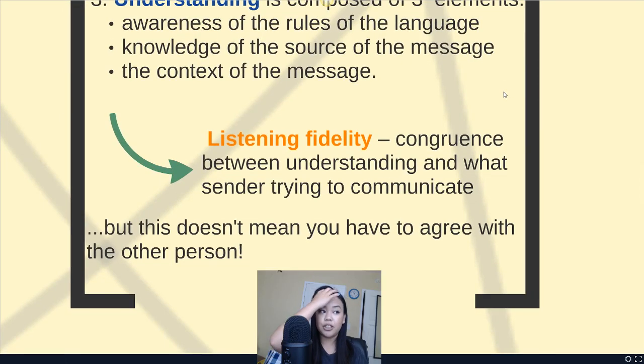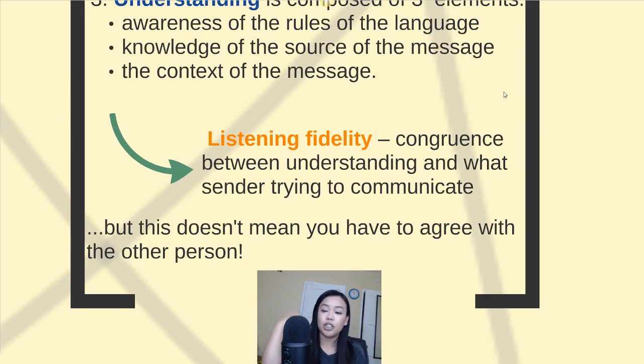Ultimately, what we're trying to do is achieve listening fidelity, which is the congruence between understanding and what the sender is trying to communicate. What that means is congruence is a fancy word for being the same or being equal. And so listening fidelity just means, did I understand what you wanted me to understand? Like, did the message I take in, was it actually the message you wanted to take across?